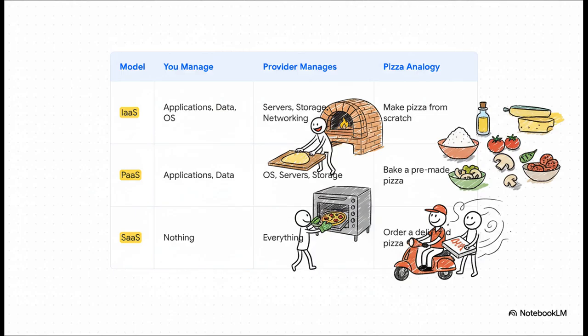You bring your own ingredients and make the pizza completely from scratch. Then, in the middle, there's platform as a service, or PaaS. Here, they give you the pizza dough and all the toppings. All you have to do is assemble it and bake it. And finally, the one most of us use every day, software as a service, or SaaS. Think about Gmail or Netflix. You don't do any of the work. You just order the pizza and it shows up at your door ready to eat.